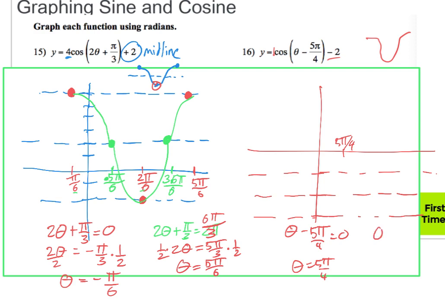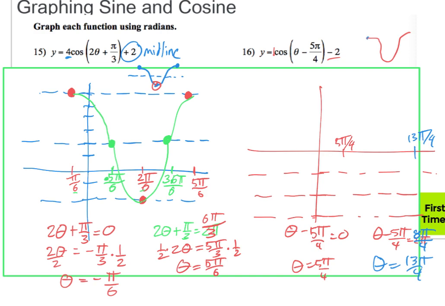All right, then we're going to have theta minus 5 pi over 4 is going to be 2 pi, which I'm going to sneakily change to be 8 pi over 4, so we get 2 out of that. If I add 5, I get theta is equal to 13 pi over 4. So that's going to go here, 13 pi over 4. And now I'm going to start putting my points on my graph.